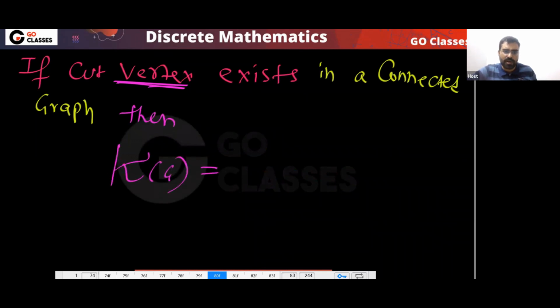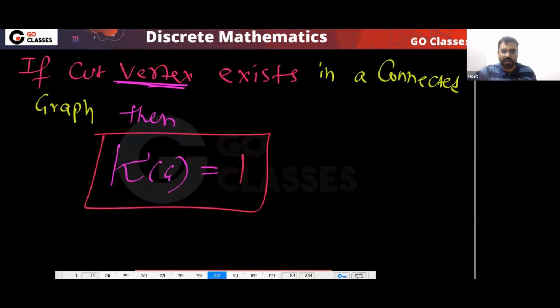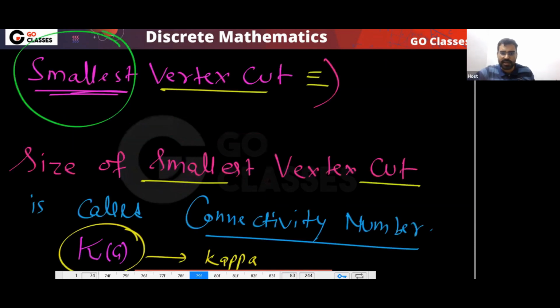Then what can you say about kappa? Tell me. If a cut vertex exists, then kappa will be of size 1. Okay, very simple. So this is the idea.